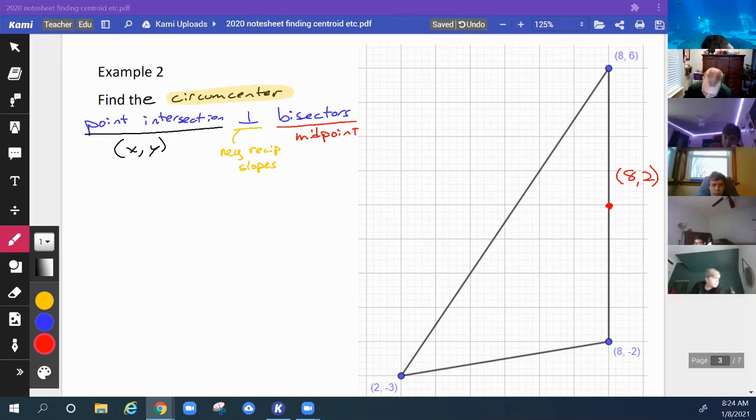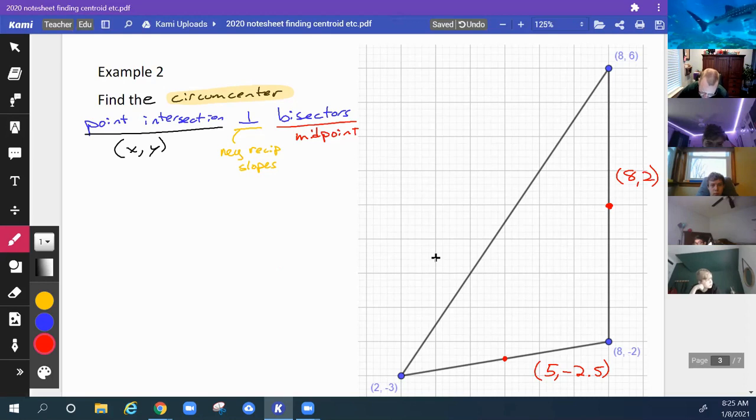Let's see. I have to find this one down here. So 2 and 8 is 10, divided by 2 is 5. Negative 3 and negative 2 is negative 5, divided by 2 is negative 2.5. So now we're dealing with some fractions here, which means our answer is probably not going to be as easily found as the first one.